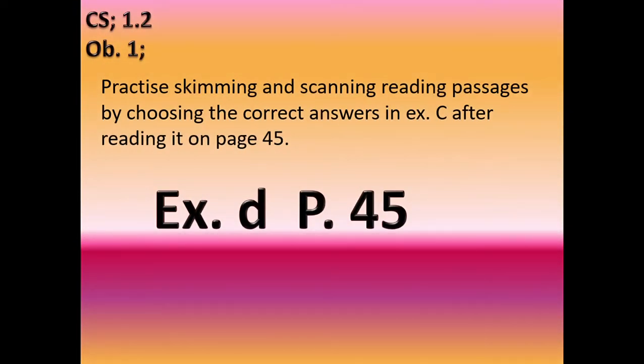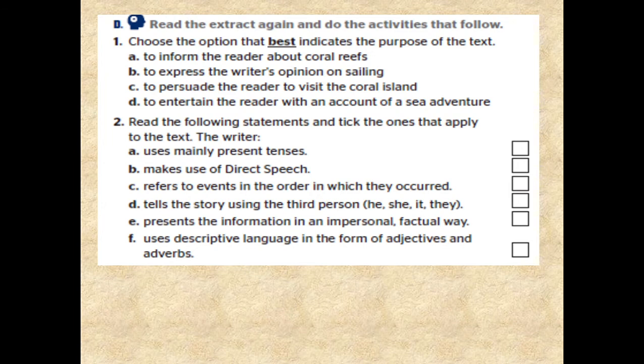Let's present our first objective: to practice skimming and scanning reading passages by choosing the correct answers in exercise D after reading it on page number 44, the exercise on page number 45. Read the extract again and do the activities that follow. Pause the video, read the questions, go back to the extract, read it carefully, and answer the questions, then come back to me to check your answers.